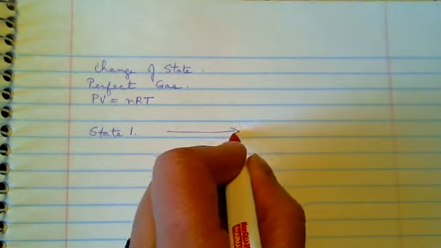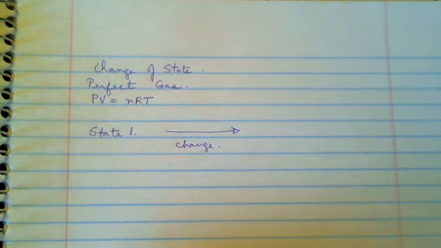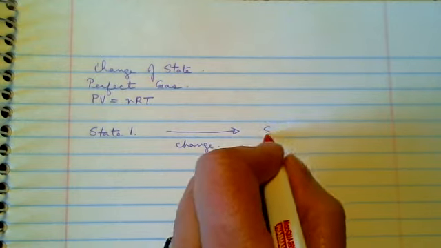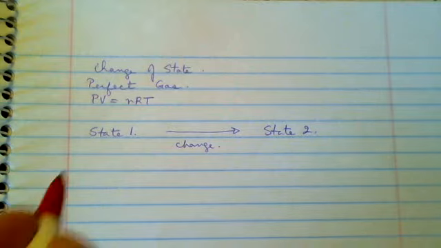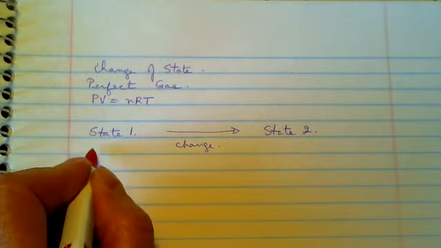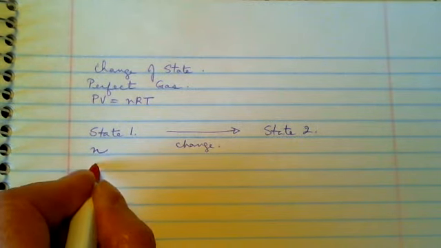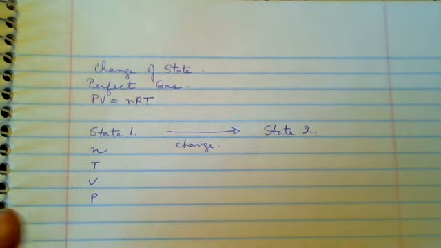And by change of state, what I'm getting at is that a gas is in an initial equilibrium state, which we've been calling state 1, and it undergoes some sort of change that involves a path, whether that's isothermal or isobaric or isochoric, that sort of thing. And then it equilibrates in state 2, and we can characterize each state by the values of its physical properties. So we have N, and temperature and volume and pressure for our gas.